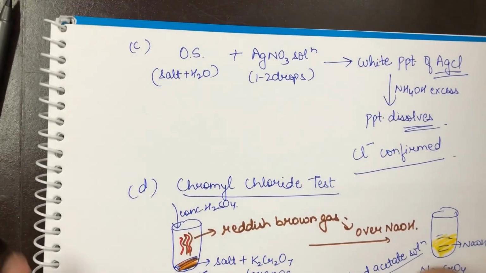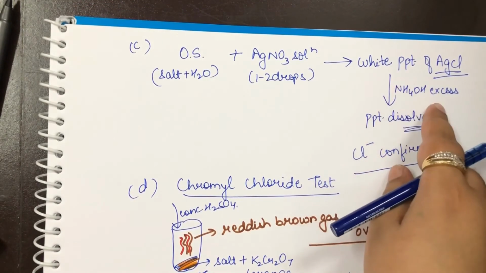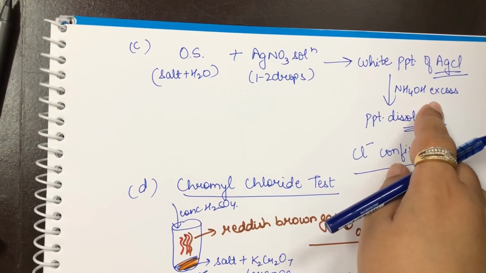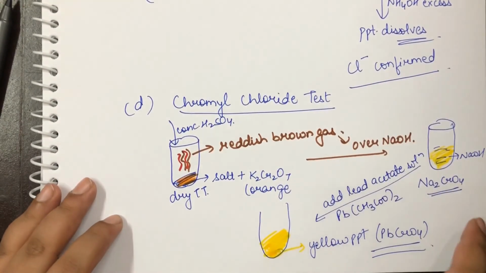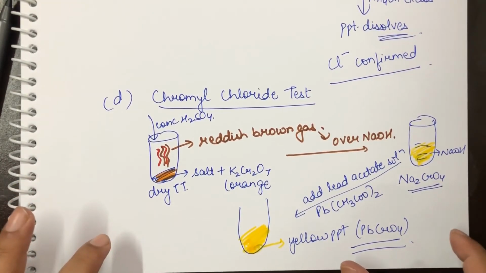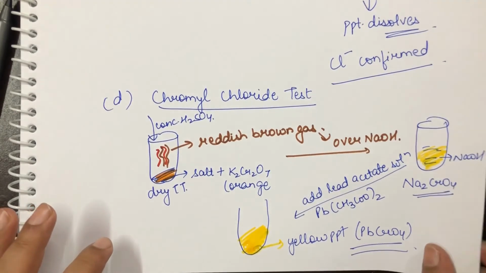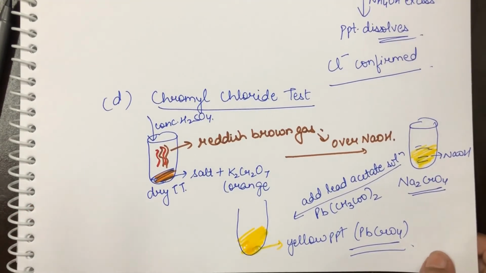You can take the original solution, add AgNO3, it will form a white precipitate which will dissolve on adding excess ammonium hydroxide, which also confirms your chloride ion. And the most important test is your chromyl chloride test, which will also confirm that the chloride ion is present. So once you get the indication that it is chloride ion, you can use any of the confirmatory tests.